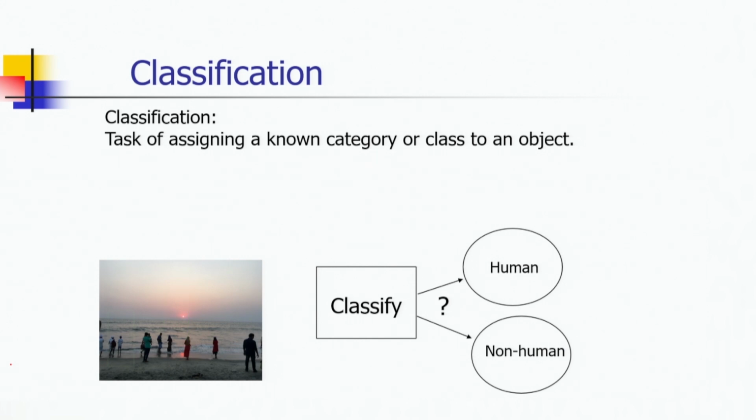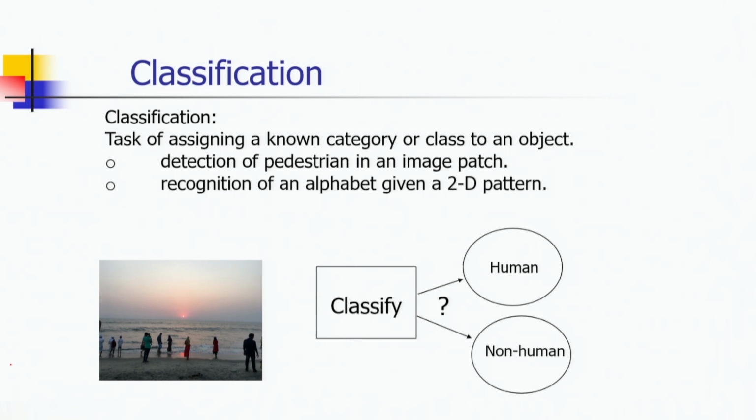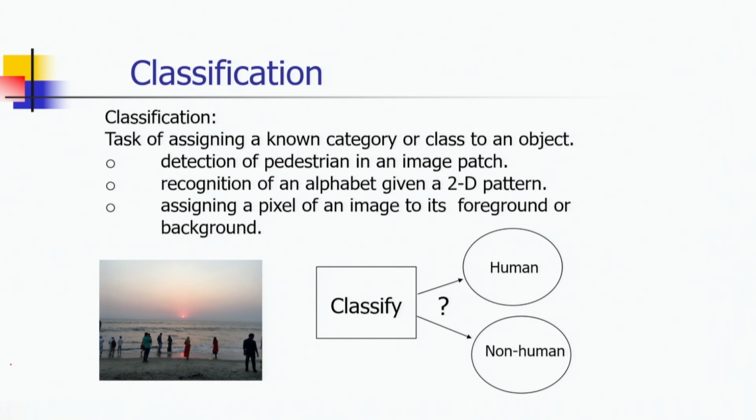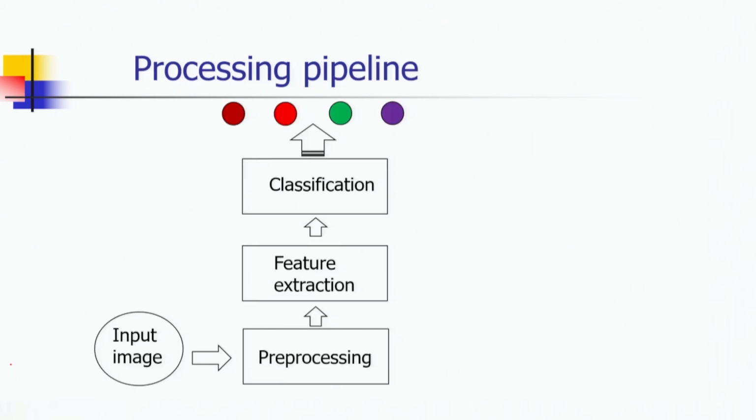In this way, you may define any particular rectangular window or patch in the image, and then take a decision whether it's human or non-human. It could also be the direction of a pedestrian in an image patch where you have a scene of a road, or recognition of an alphabet given a 2D pattern, or assigning a pixel of an image to its foreground or background. So different kinds of classification problems can be defined depending upon your requirements from the images.